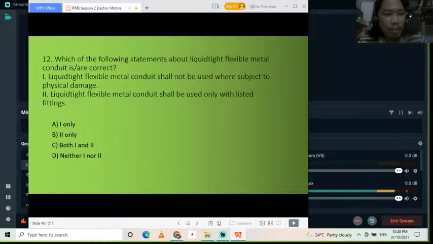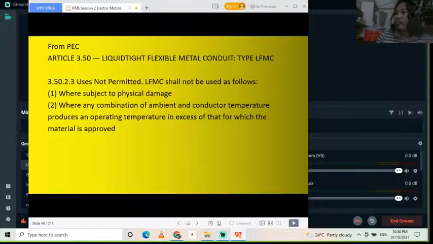The correct answer is B. Parehas po nasusulat yan. Ibig sabihin daw, liquid tight flexible metal conduit shall not be used where subject to physical damage. Kapag subject siya sa physical damage, hindi siya pwedeng gamitin. And liquid tight flexible metal conduit shall be used only with listed fittings. So, nandito po.